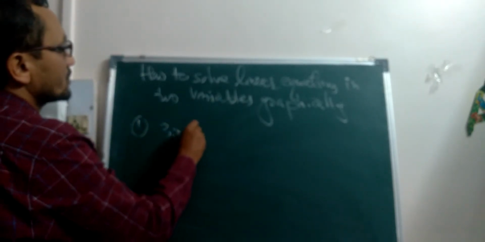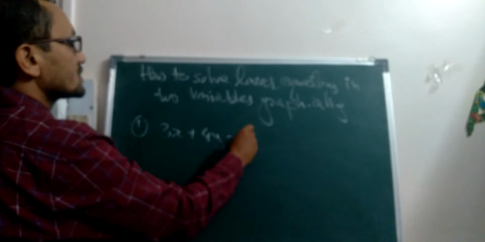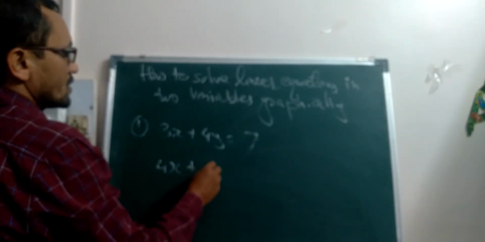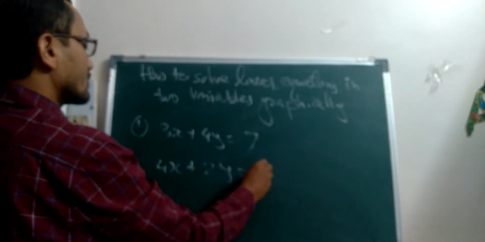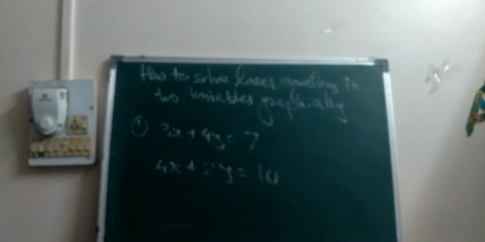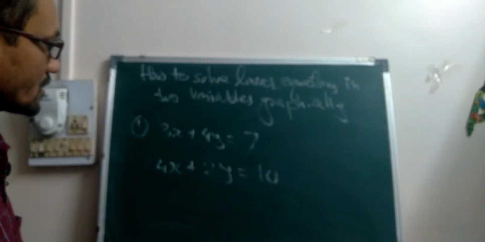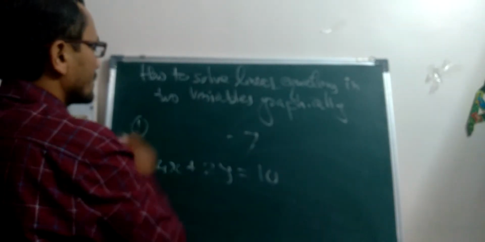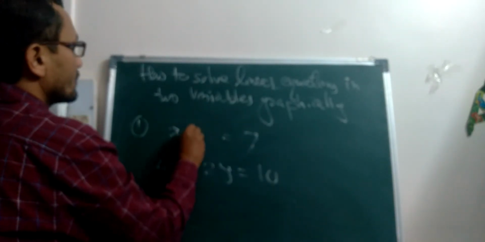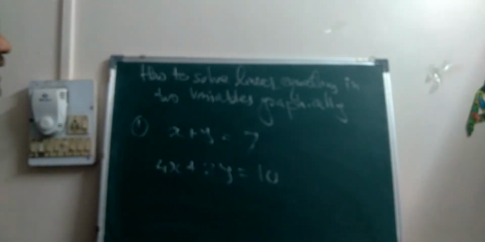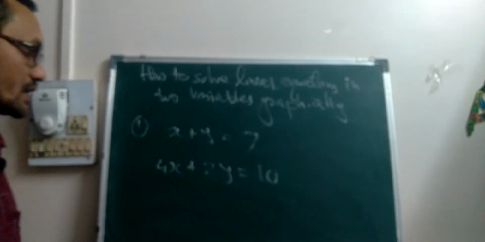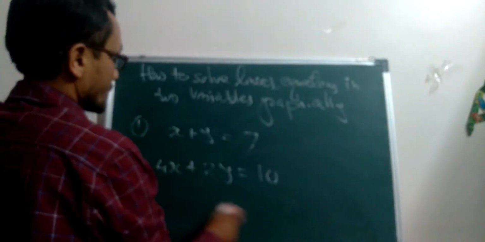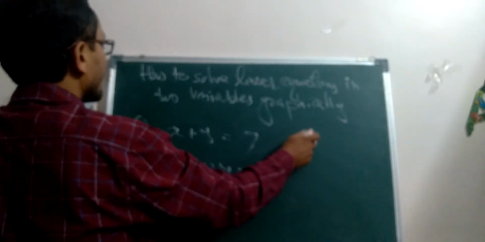3x plus 4y is equal to 7, and 4x plus 2y is equal to 10. And we need to solve such type of equations graphically. We will take just x plus y equal to 7, for our convenience, this will be very simple. Then x plus y equal to 7 and 4x plus 2y is equal to 10. So we will just write down these here. How to solve such type of equations graphically, we will see.